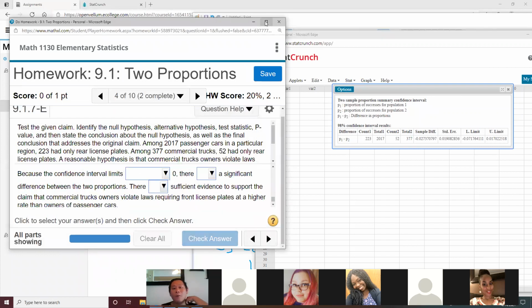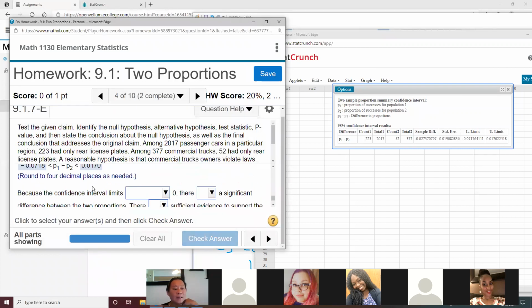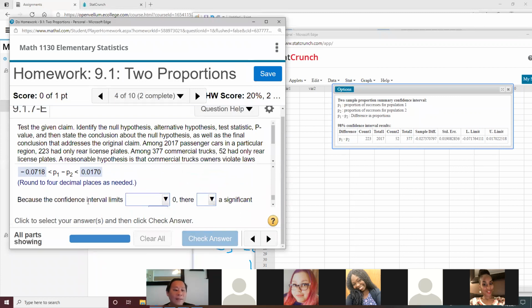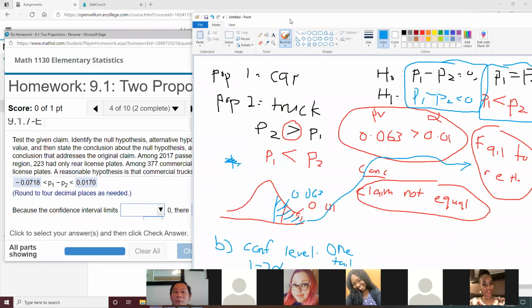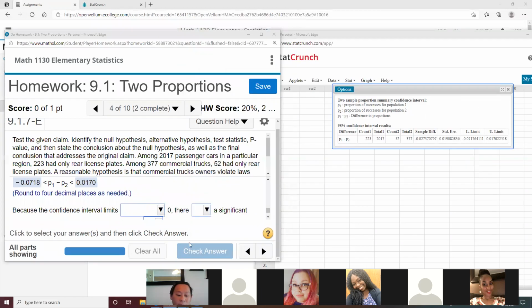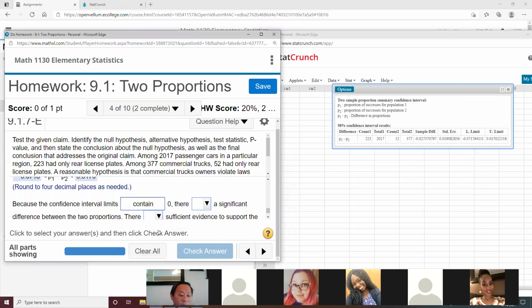And now they're always asking us, does this confidence interval capture 0 or not capture 0? One is negative, one is positive. Does it capture 0 or not? Yes, it captured 0.